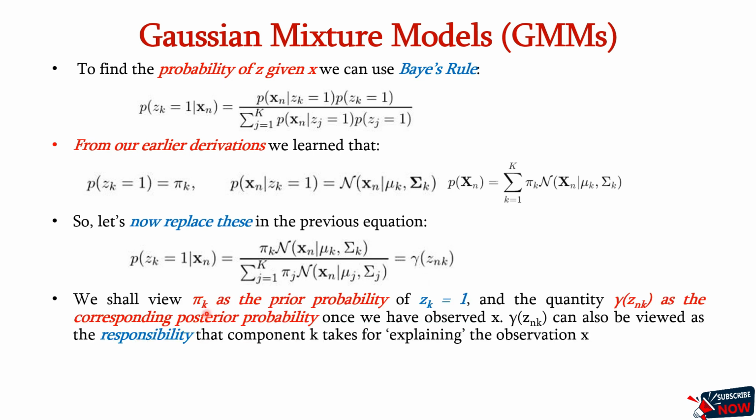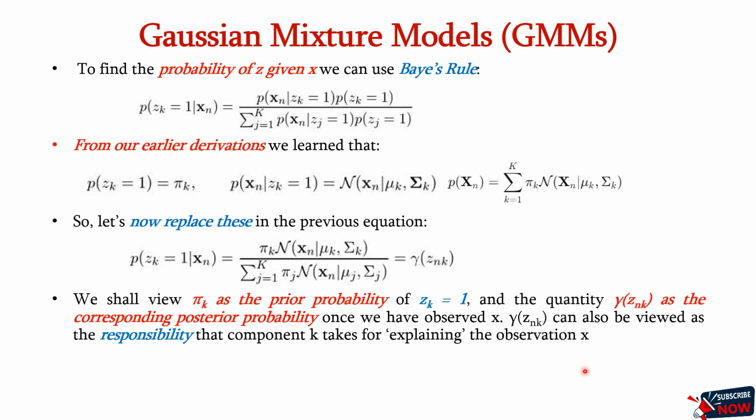Here we view the pi k as the prior probability of zk is equal to 1, because initially we don't know the values for z, so we assume it. So it is called the prior probability, and once the data is observed, then we can find the posterior probability, that is gamma of z and k. So gamma of z and k is the corresponding posterior probability which we determine once we observe the data x. This gamma of z and k can also be viewed as the responsibility that the component k takes for explaining the observation x.